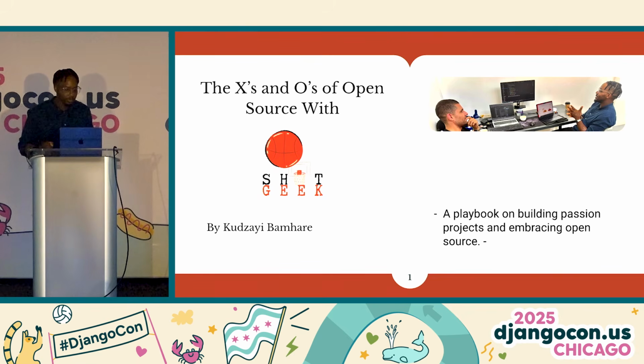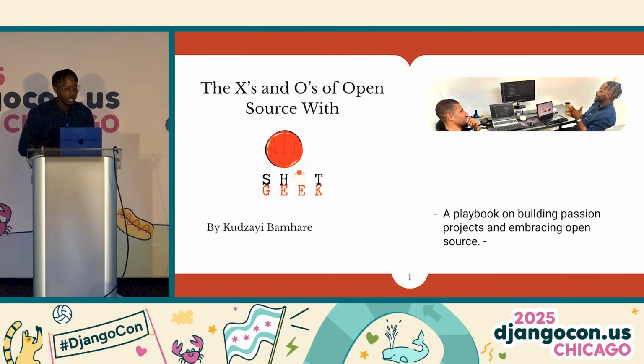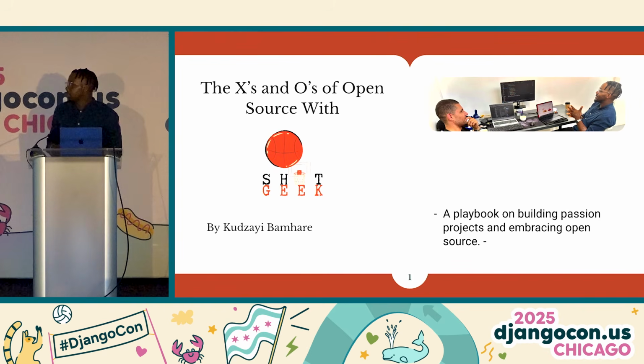But what if I told you that there are people out there that also care about the things that you care about? In 2024, I transformed my passion project, ShotGeek, into an open source initiative and community. It's still an ongoing project, and I've learned so much along the way that I decided to create a basketball-style coach's playbook on building passion projects and going open source. So for the next 20 minutes or so, I'm going to walk you through this playbook, which is about going open source and building passion projects through the lens of ShotGeek.